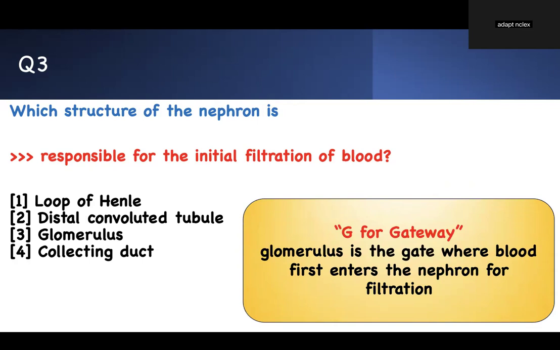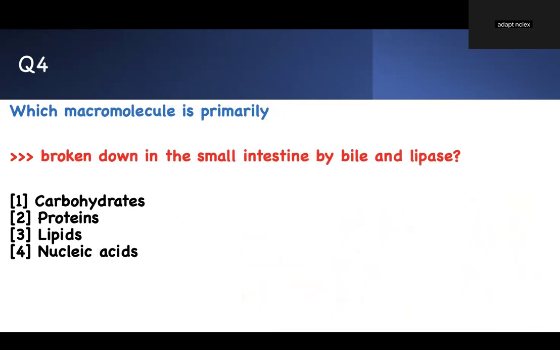And what is that? G for gateway. G is the gateway, the beginning. The glomerulus is the gate where blood first enters the nephron for filtration. Based on the buzzword, what do you think is the answer? Glomerulus is the right answer. So these are mnemonics, easy ways to remember these questions.